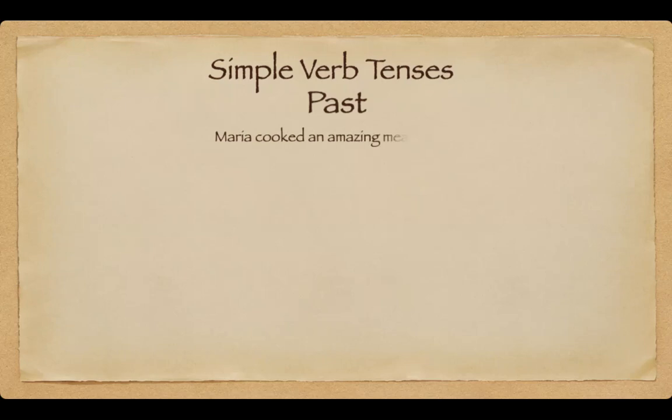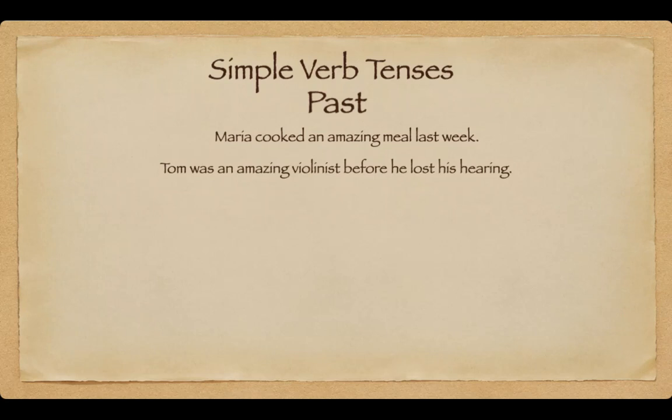Here's an example. Maria cooked an amazing meal. In this sentence, the past tense of the action verb cook indicates what the subject, Maria, did last week. But we know she did it in the past because we've added ed to the action verb cook. She cooked. Here's another. Tom was a talented violinist before he lost his hearing. In this one, the past tense of the linking verb was connects Tom with the noun violinist to indicate that Tom used to be an amazing violinist.